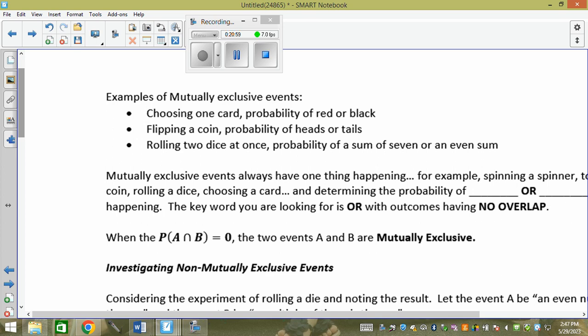Examples of mutually exclusive events. Choosing one card. You see how I'm doing one event? I'm choosing a card. Probability of red or black. Why are those mutually exclusive? Are there any red black cards? No.